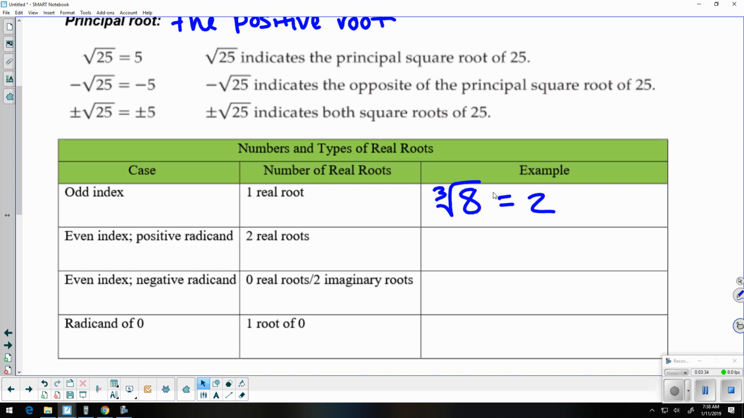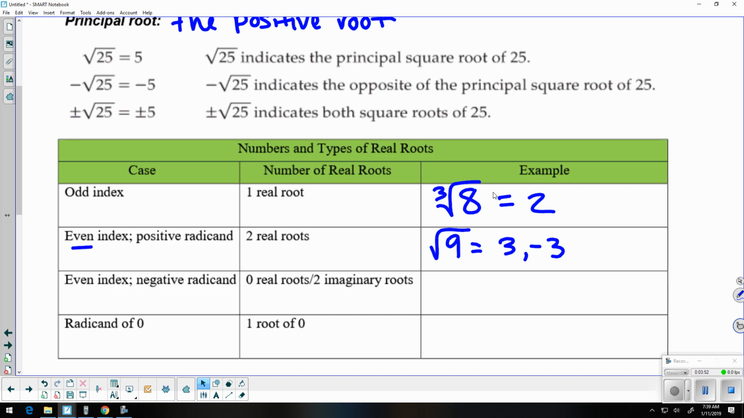Okay? Versus if you have an even index and a positive radicand, technically speaking, you do get 2 real roots. So let me kind of explain this. So if I asked you for the square root of 9, technically you do get positive 3 and negative 3. Okay, so again, this has an even index.